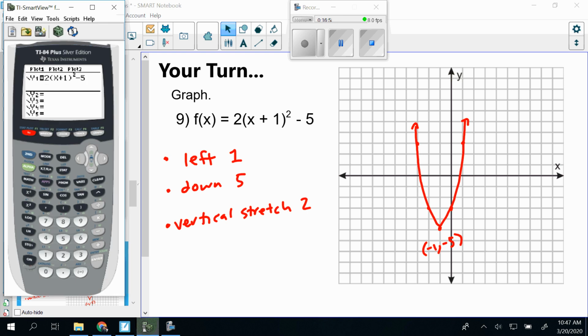So I went on the graphing calculator. Remember, hit your y equal button over here, and you can type in this function. I got it typed in here. If you hit graph, you should see a graph that looks something like the one we got here, and looks like we got it pretty good there.